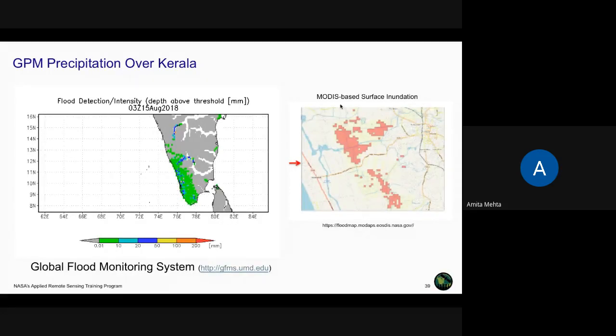And MODIS-based surface inundation was noted also. This is also a tool that can tell you where inundation occurred. So when there's a lot of rain, you probably cannot see the surface, but as soon as this rain clears, then you can see the surface and look at inundation surfaces, so you can plan if there is any relief or rescue operations needed post-flooding. So this shows the same in this region where there was major flooding outside these river channels.